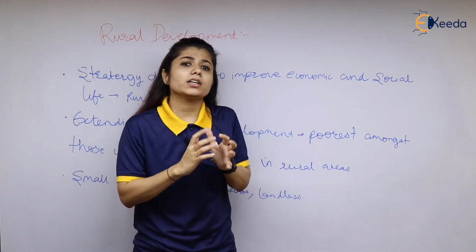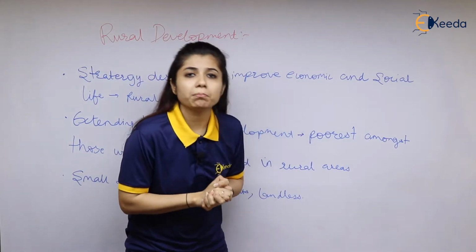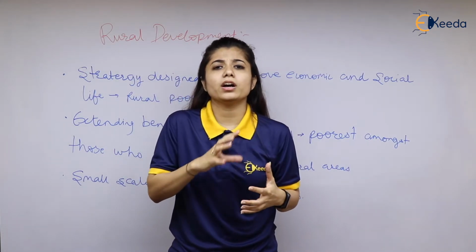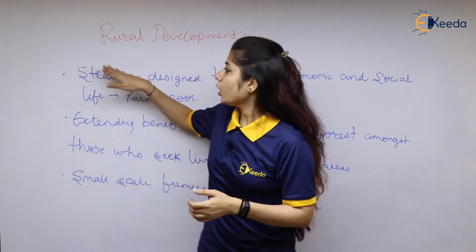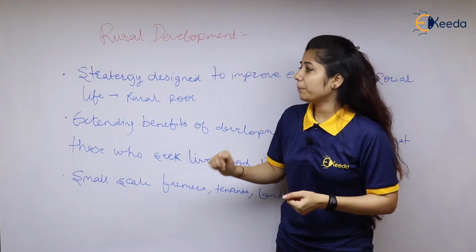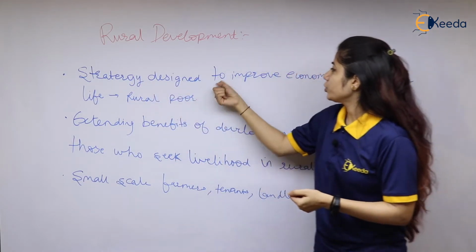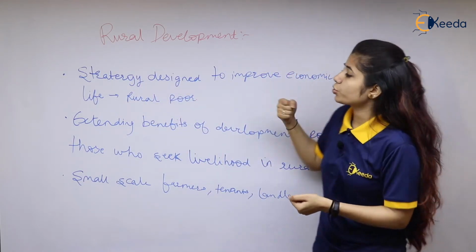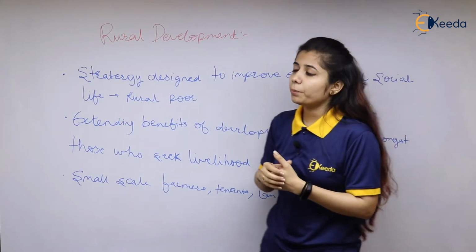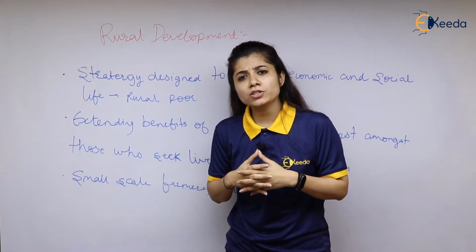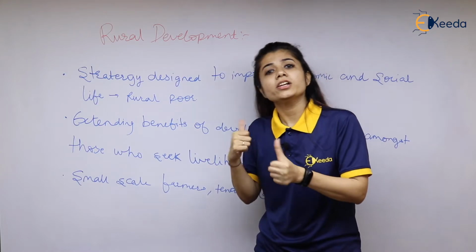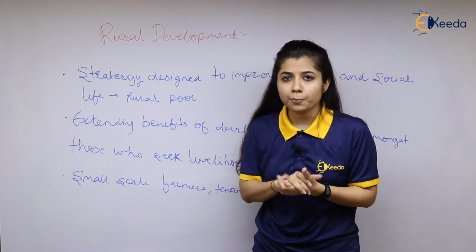Now, apart from that, there was a definition given by the World Bank. It was a definition to make it simpler; we will understand it in simple words. The World Bank defined rural development as a strategy designed to improve economic and social life. Whose economic and social life are we talking about? It is about the rural poor, the people who are living in the rural areas and are poor.